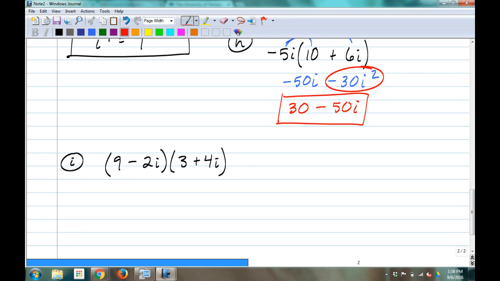FOIL method, you may have heard it called that. Double distributive property is what I call it, just because you're doing the distributive property twice. You're distributing 9 to both of those, and then you're distributing negative 2i to both of those, and you're done after you simplify it. You should end up with four things to put together. So 9 times 3 is 27. 9 times 4i would be 36i. And then I'm going to multiply by negative 2i to both of those. That'd be negative 6i and negative 8i squared.